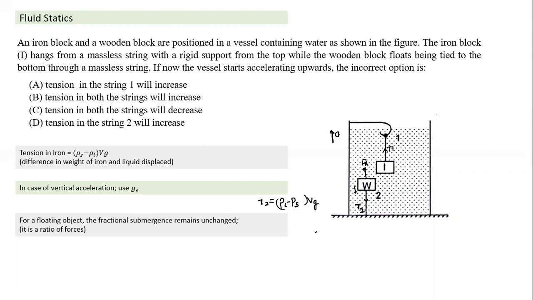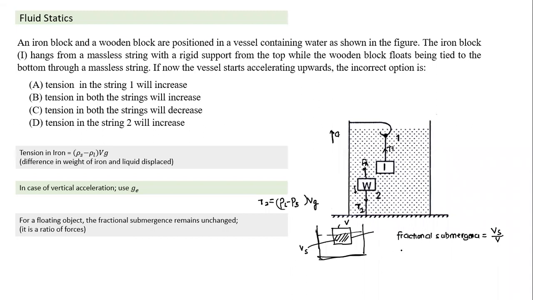Another similar question you can think of: what happens to the fractional submergence? Suppose we have a vessel in which a wooden block is floating. It has total volume V, and it has volume Vs submerged. When we talk of fractional submergence, what is the fraction which is submerged? Fractional submergence is equal to the volume which is submerged divided by the total volume. And how do we arrive at fractional submergence? Based on simple flotation.